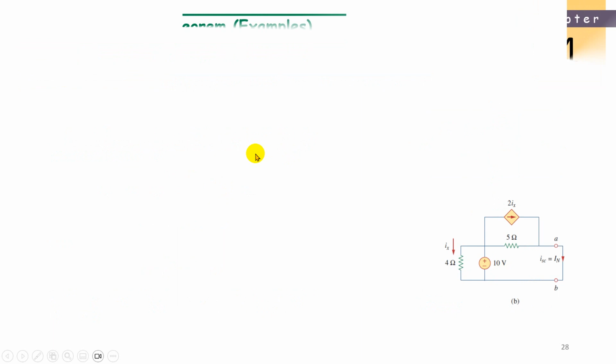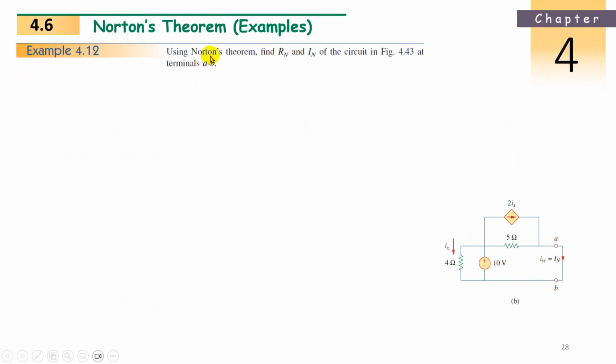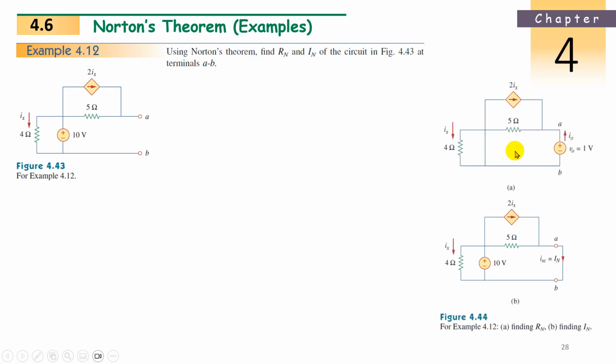So dependent source, now let us take this example. This is another example. Now we have to find RN and IN between terminals A and B. So these are the terminals A and B. We have to find IN and RN. Now there is a dependent source whose current is depending on this branch 4 ohms Ix. Now what we have to do, first check this first circuit.